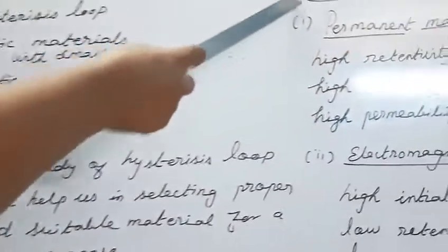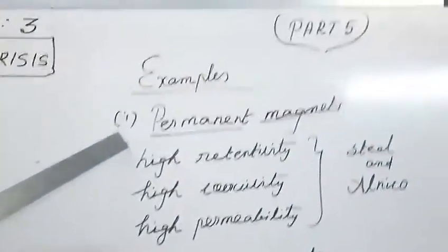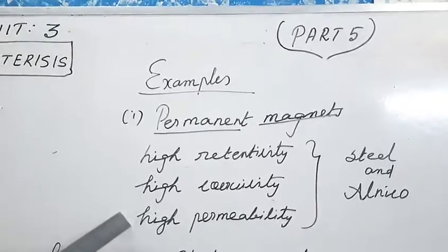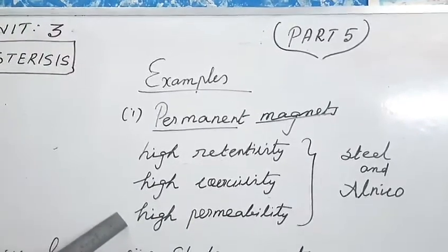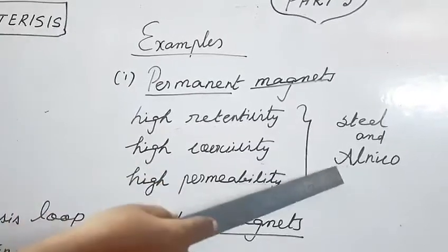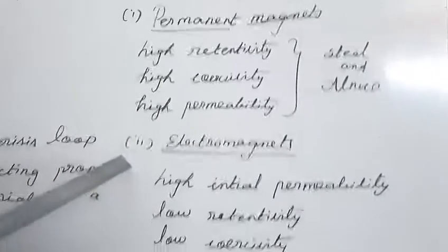The first one is the permanent magnets. The materials with high retentivity, high coercivity, and high permeability are suitable for making permanent magnets. Example, steel and alnico.